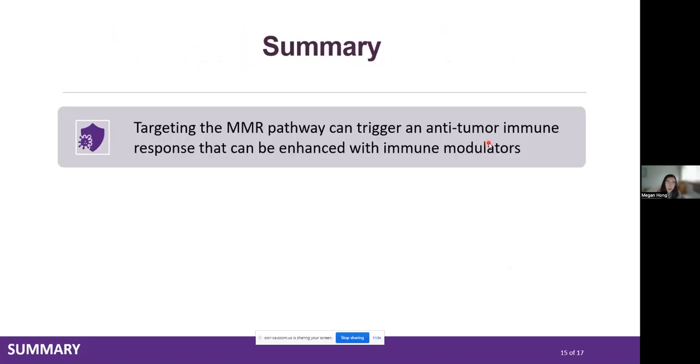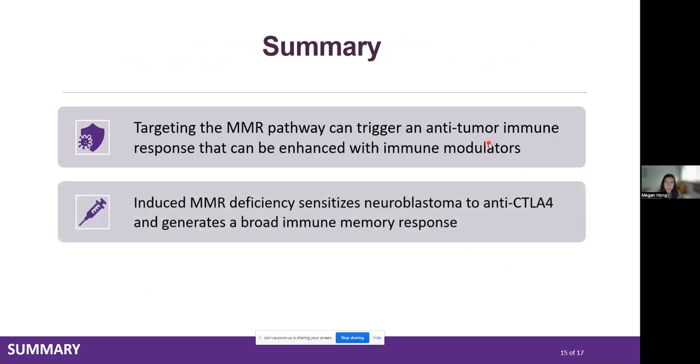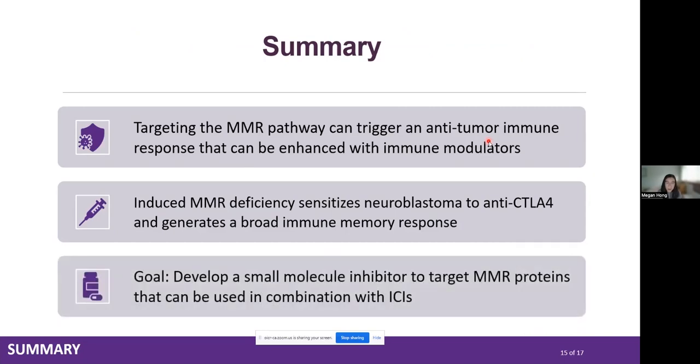So in summary, I show that targeting the mismatch repair pathway can trigger an anti-tumor immune response that can be enhanced with immune modulators. And specifically in our work, we show that this induction of mismatch repair deficiency by inactivating MLH1 was able to sensitize neuroblastoma to anti-CTLA-4 and was able to generate a very robust and broad anti-tumor immune memory response. And ultimately, we have the goal of possibly developing a small molecule inhibitor to target mismatch repair proteins that can be used in combination with immune checkpoint inhibitors to improve their therapeutic efficacy.